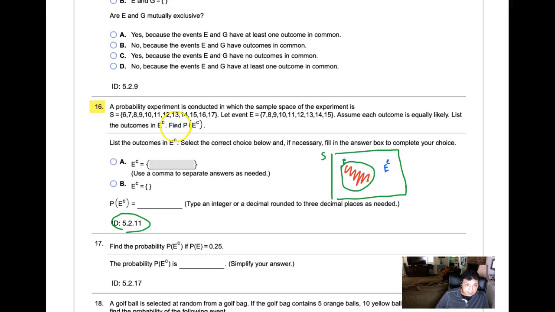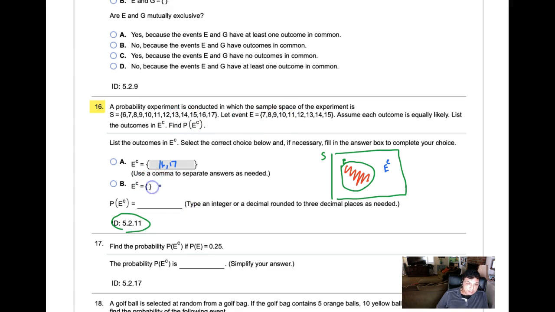So in this case, if this is your sample space, this is E. Your complement of E is everything not in there. So this would be 16 and 17. Because here's your E, here's S. The complement of E is everything that's not in E. So in this case, 16 and 17 are the complement of E, because they're the only two numbers in S but not in E.